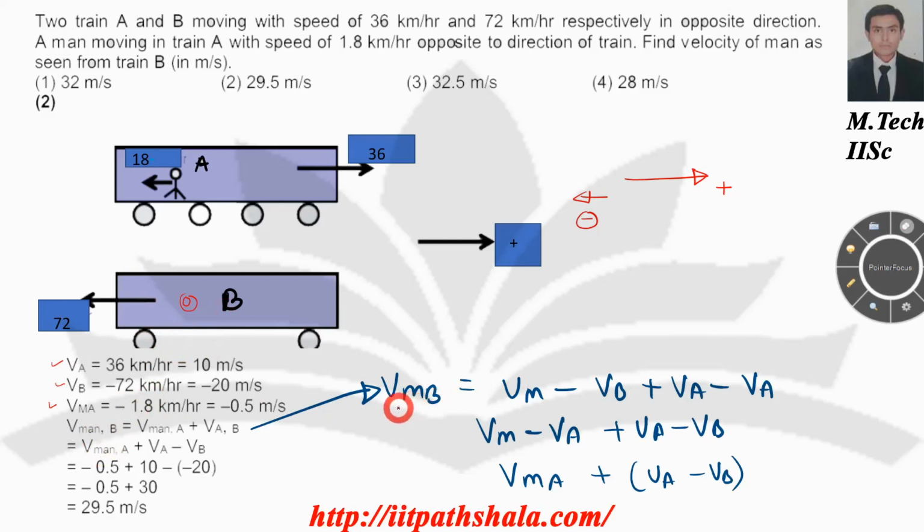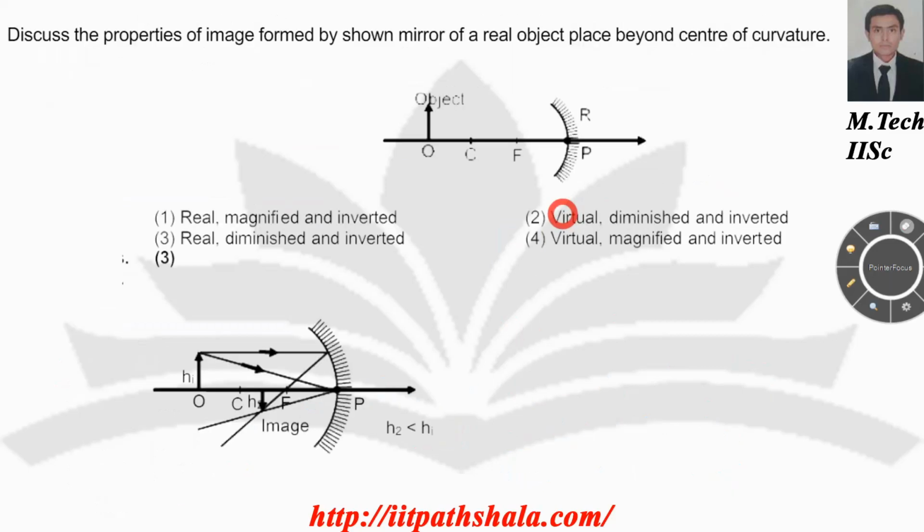Velocity of man with respect to B is nothing but velocity of man minus velocity of B. Just add VA and subtract VA, so you'll land up with the following expression. Logically it is nothing but velocity of man with respect to A plus velocity of A with respect to B. You are given all of the data over here. Just put all the data in the following expression and you will land up with the following calculation. So a pretty simple question of relative velocity.